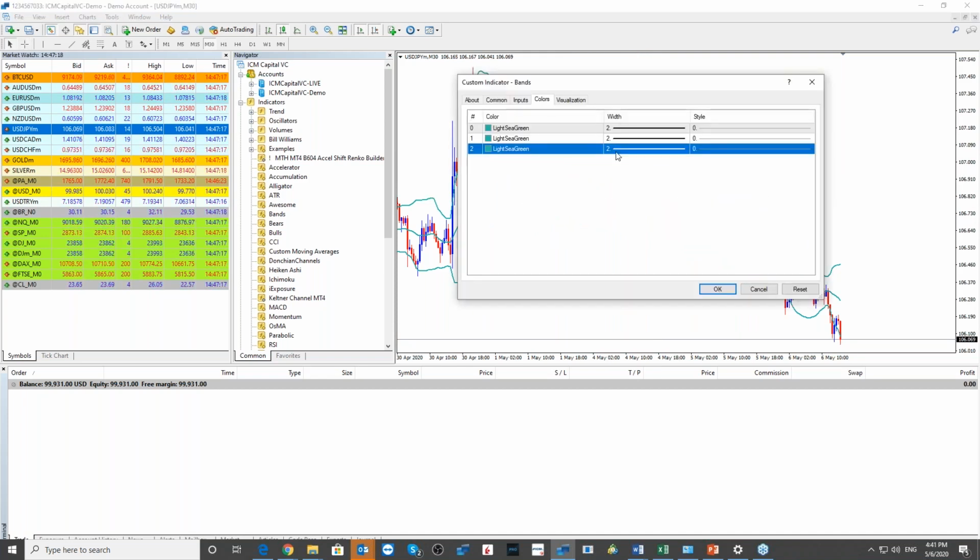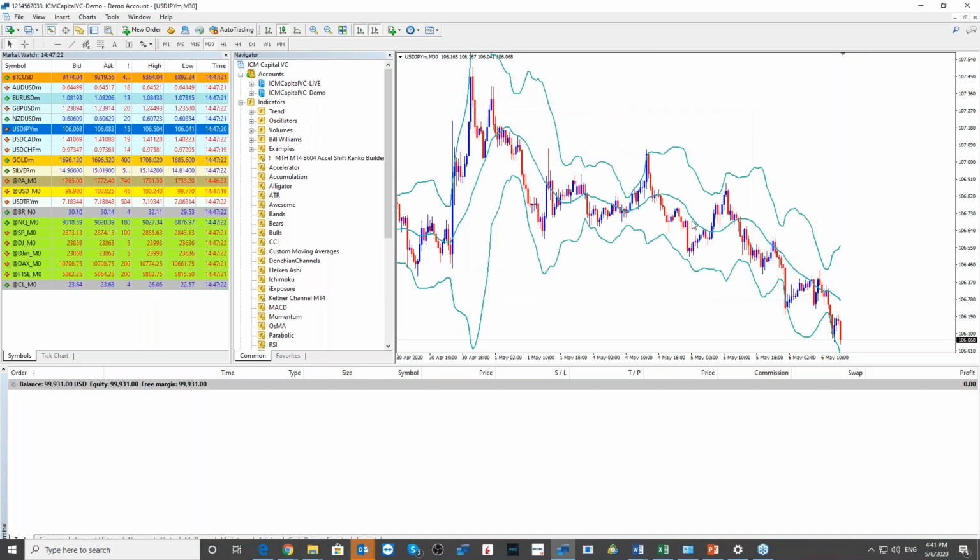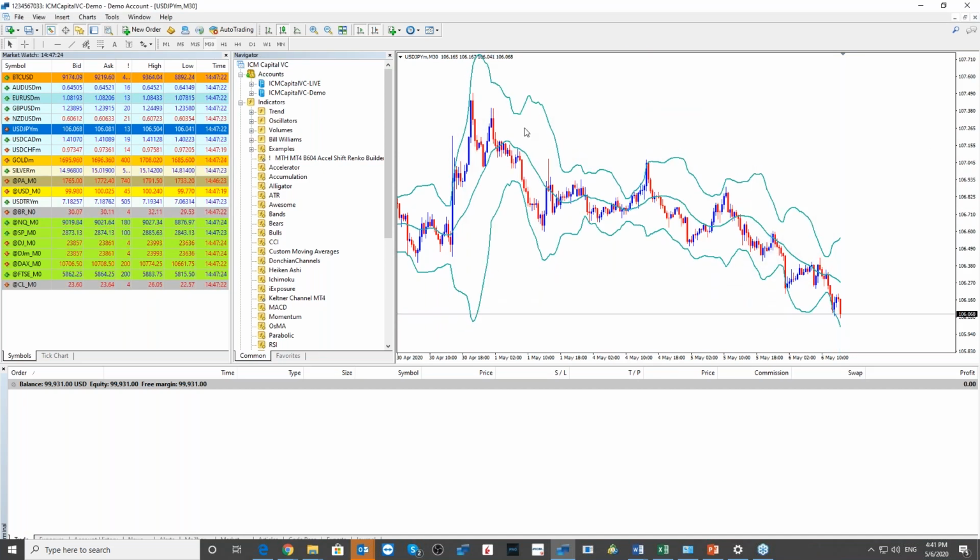If, for example, we had a bigger input, for example three, maybe this is better, since the bands are a little bit far away from each other. So we're giving more space for the market to rally outside its norm, so we can look for some reversals in this pattern. So this is for the Bollinger Band.